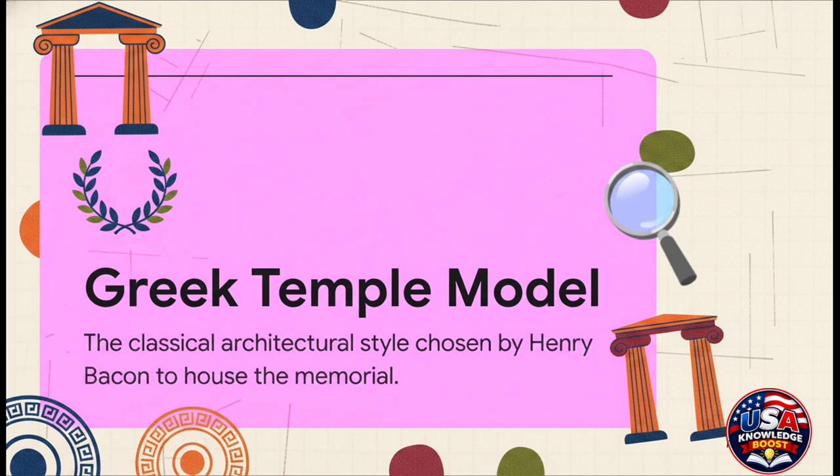Bacon wanted the building itself to mirror Lincoln's own personality. Strong, grounded, completely unpretentious, and with zero unnecessary frills. By going with the Doric style, the temple instantly radiates this vibe of timelessness and democracy. It's meant to feel like it's always been there and always will be, just like the Republic itself.